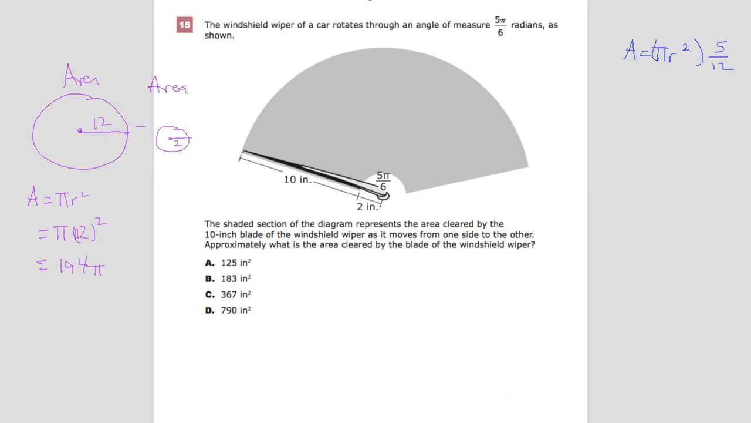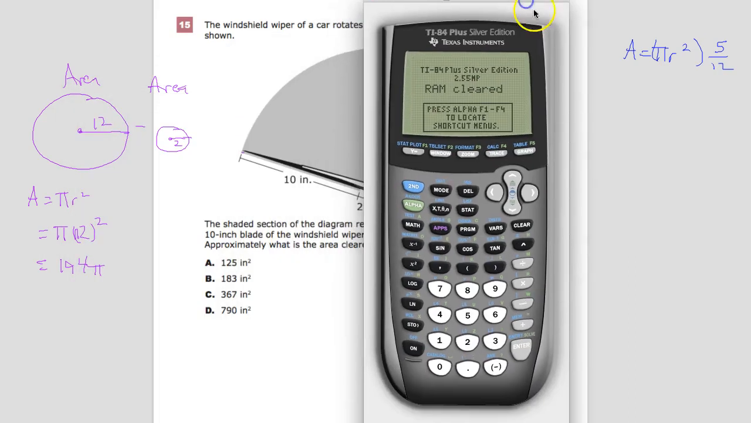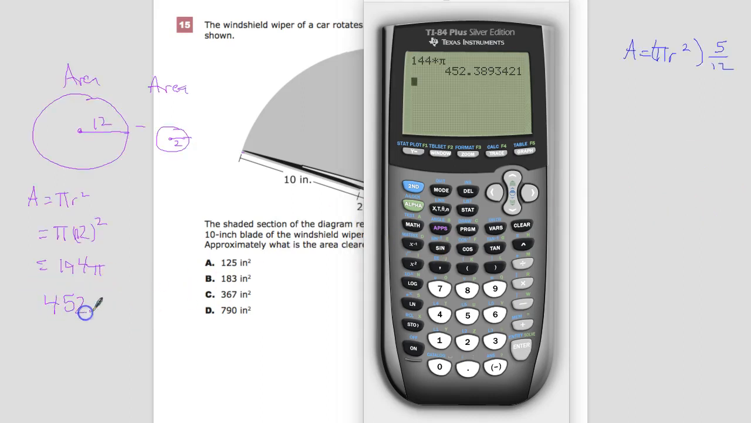Since we're in a calculator section anyway, I might as well use it. So 144 times pi gets me 452.4. We'll round it to the tenths place for now. That would be the whole big circle, so everything in the 10 and the extra 2 all made into one giant circle. That would be the area. So I'm going to do the area of the other one. In that case, it would be 2 squared, which is 4 pi, or 12.6-ish. This gives me the area of this little circle. In order to punch that middle piece out, I just need to subtract them. Real simple stuff at that point.